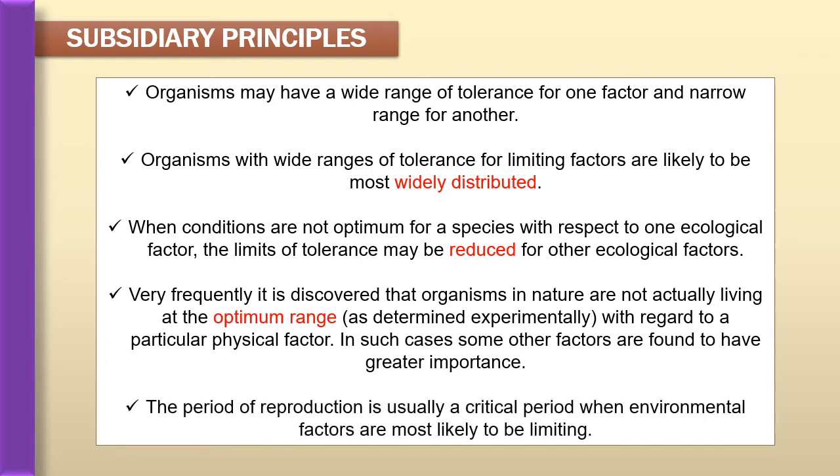The period of reproduction is usually a critical period when environmental factors are most likely to be limiting. The limits of tolerance for reproductive individuals are usually narrower than for non-reproducing adult plants or animals. Reproductive individuals have different phases in their life cycle, like seeds, eggs, embryos, seedlings, larvae, etc.